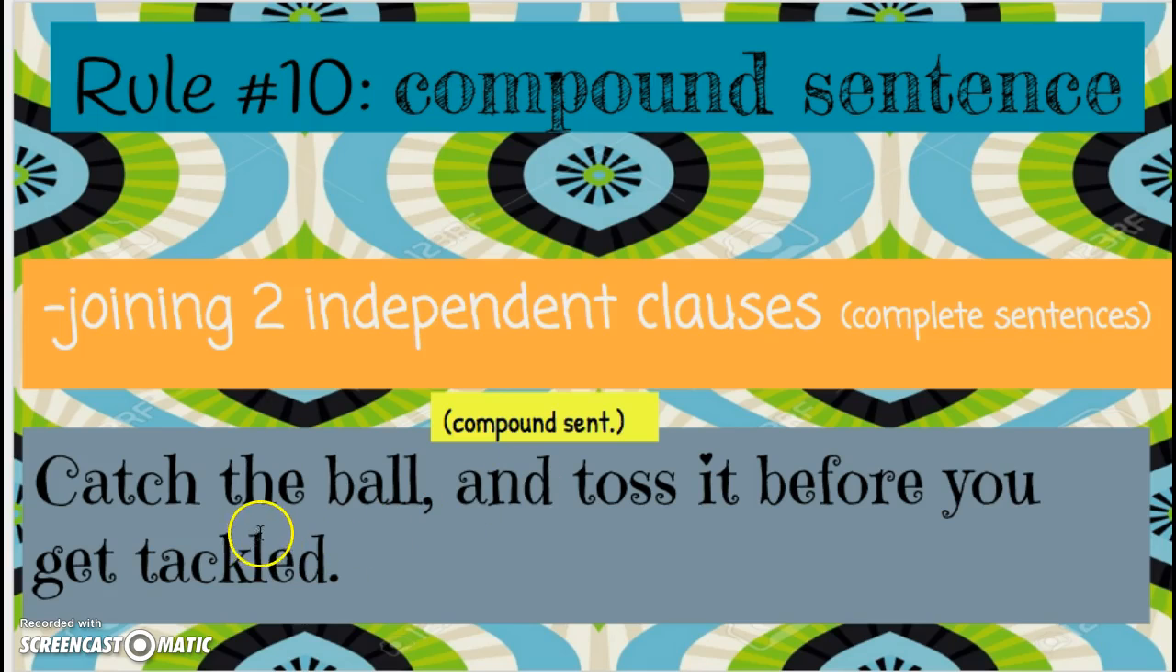So now I have catch the ball and toss it before you get tackled. Since I have my and here, I'm going to also include a comma, and it's a compound sentence. So that is going to be the reason why I need a comma here. So you're going to write this example down in your chart. You're also going to come up with your own example. So write your own compound sentence using your comma and some kind of conjunction.